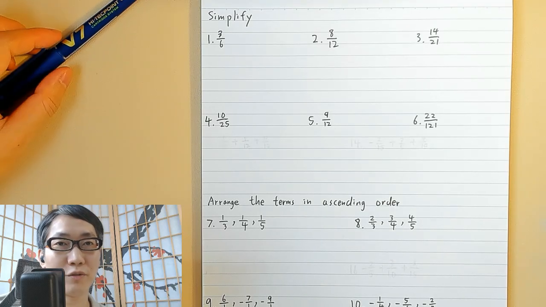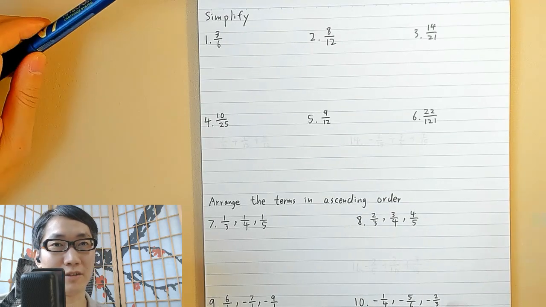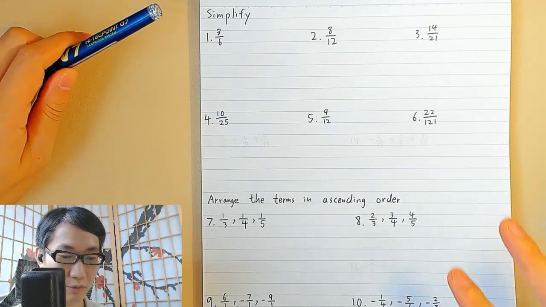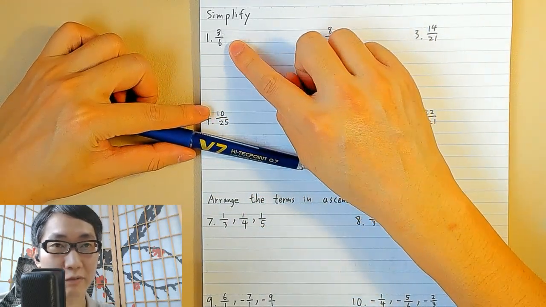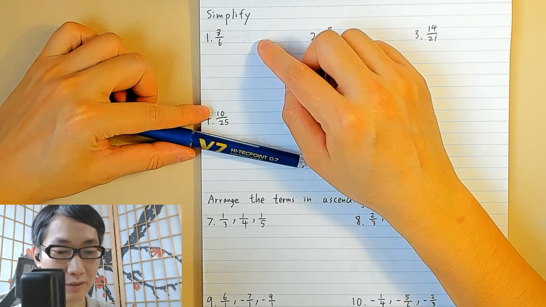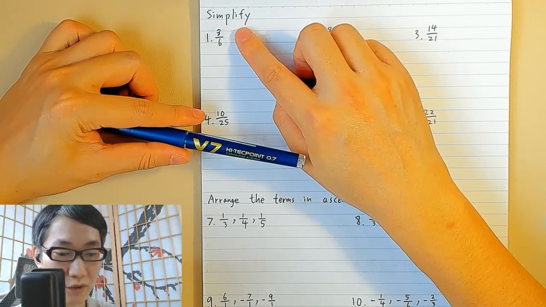This is a tutorial for fraction. Let's start. So number 1, simplify 3/6. So 3 is half of 6. So it is already known that it is 1/2.